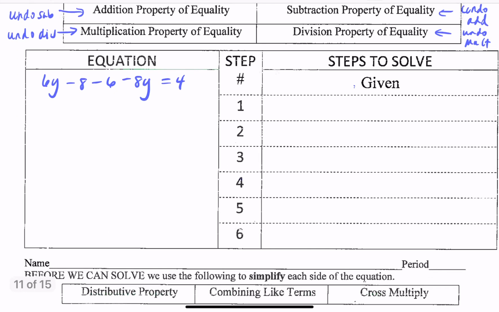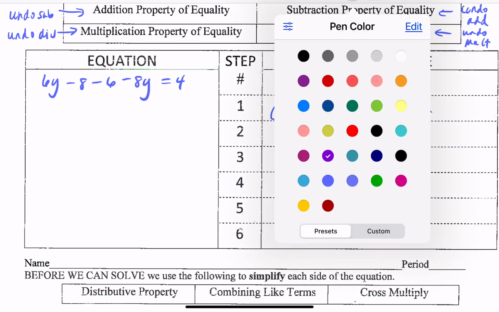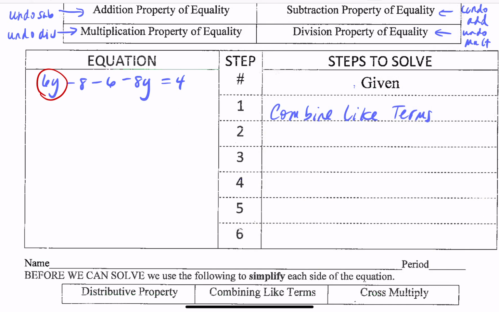So steps to solve: combine like terms. That's what you're going to put there, and then you're going to do that. So let's combine 6y and minus 8y and get minus 2y. And then let's combine the constants, minus 8 and minus 6, and get minus 14. And then we're going to bring down that equals 4. And we're going to look and say, okay, what am I going to do next?